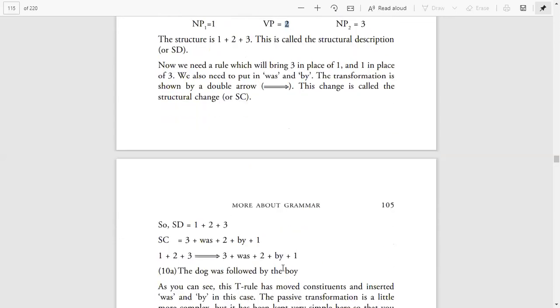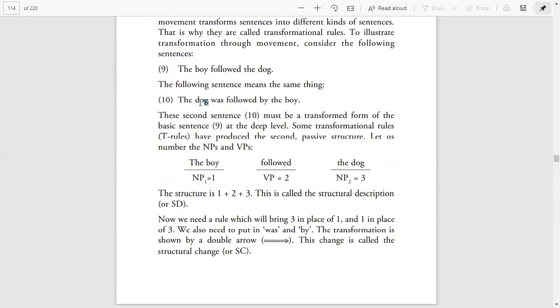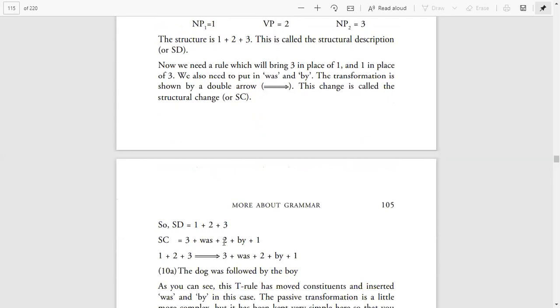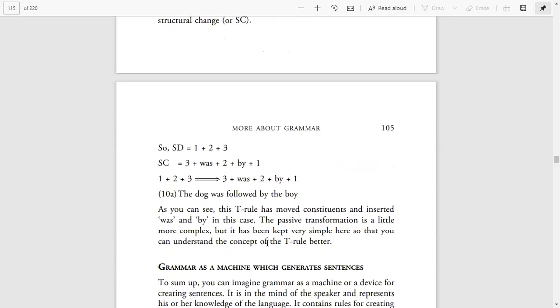First of all, the structural description is 1 plus 2 plus 3. So this second method is known as structural change. When we change the structure, what will we do? 3 plus was plus 2 plus by plus 1. So you can see this here. The dog is put at number 3. Here it was at number 3, so here it is number 1, but we will write it like this: 3, then we added was, then the number 2, of course, then 1. So this is called structural change. So as you can see, this T rule has moved a constituent and inserted was and by in this case.